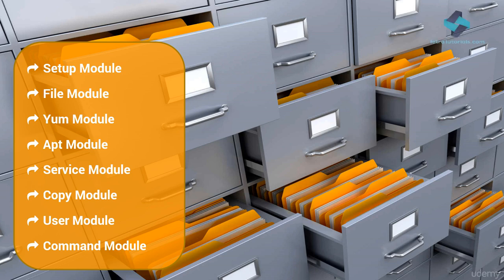Next in the list are the yum and the apt modules. We have already looked at the apt module in our previous demos, when we used it to install various packages and update our packages. We installed Nginx and Apache and Nmap using the apt module. If you are using a Debian-based Linux distribution, then you need to use the apt module. But if you are using Red Hat OS-based systems, then you will use the yum module.